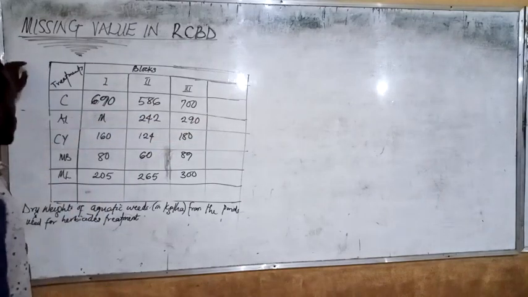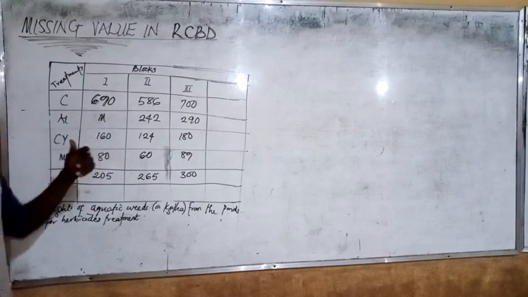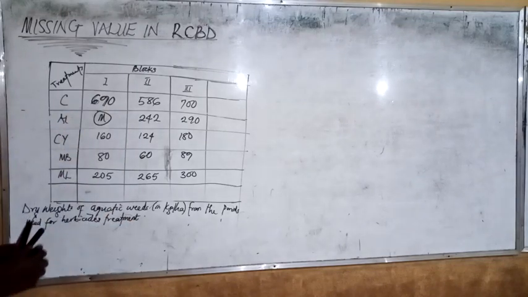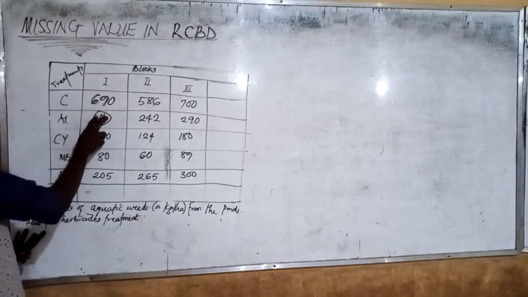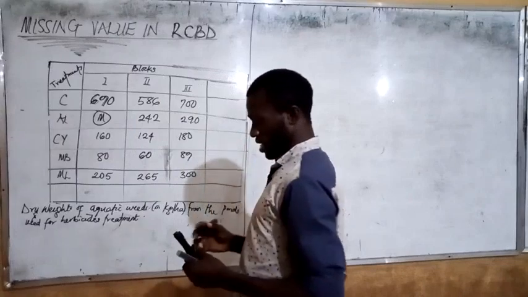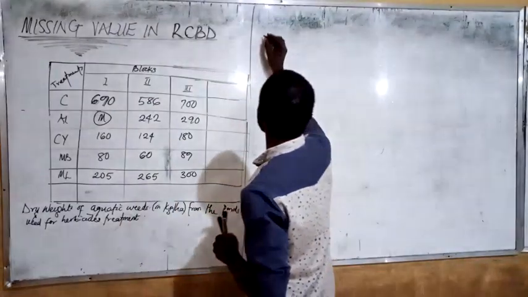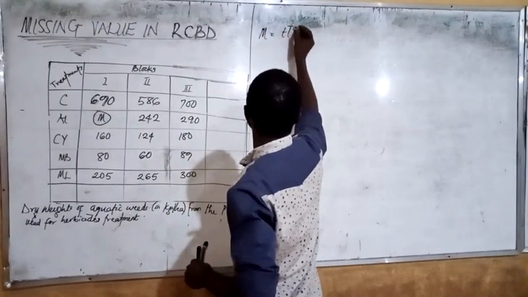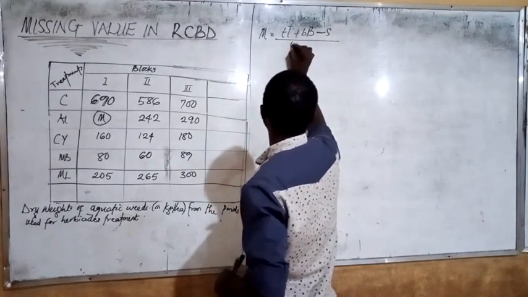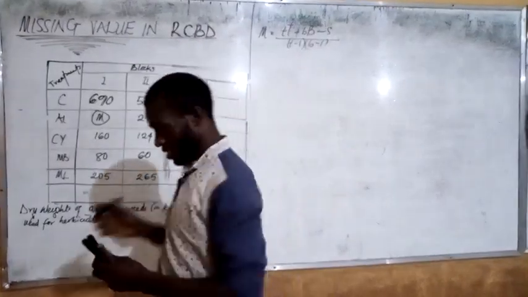All right. So we can see here that there is a missing value. M represents a missing value. There is a missing value here due to who knows. So we find out that there is a data here that is not present. All right. So how do we go about solving that? I've told you it's very simple. All you need to do is write the formula for missing value first. So we said that the formula for missing value was what? tT plus bB minus S, over (t minus 1) times (b minus 1), the degrees of freedom for error. Alright. So we've gotten this.